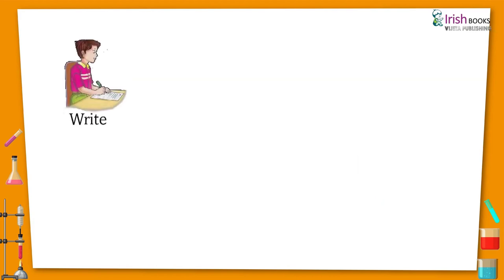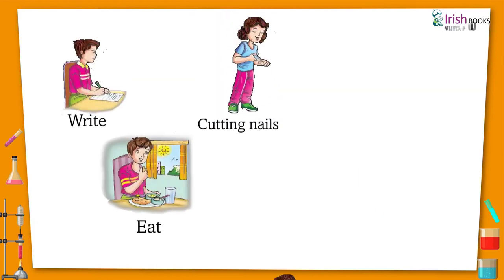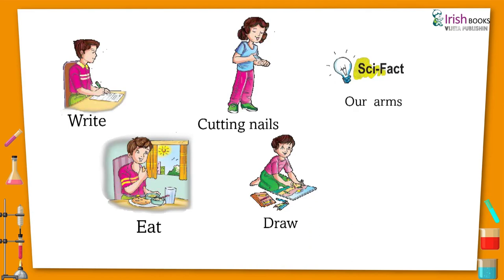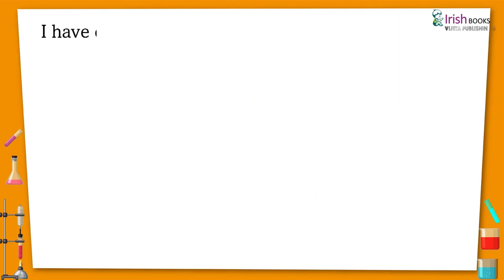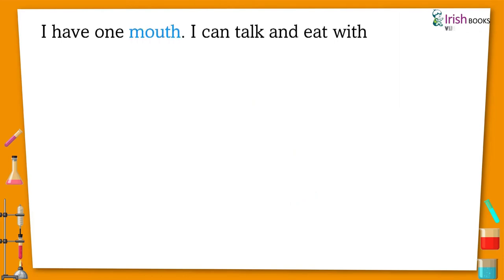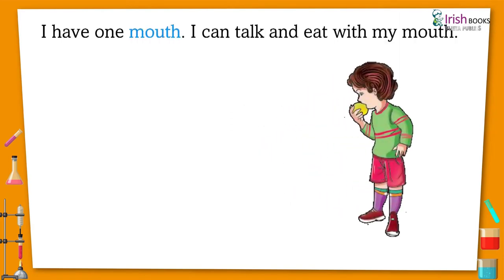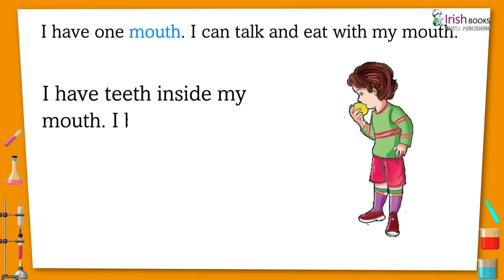Write, cutting nails, eat, and draw. Scientific fact. Our arms and legs are together called our limbs. I have one mouth. I can talk and eat with my mouth. I have teeth inside my mouth. I bite my food with them.